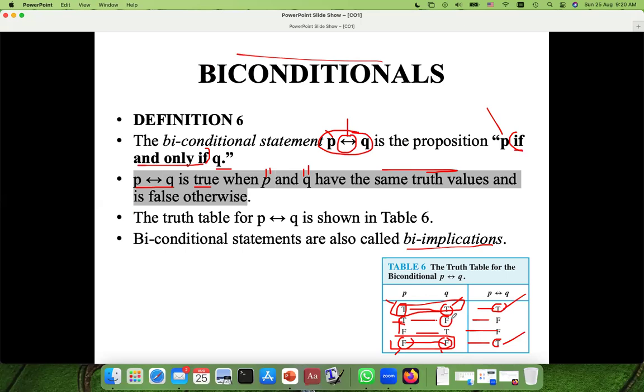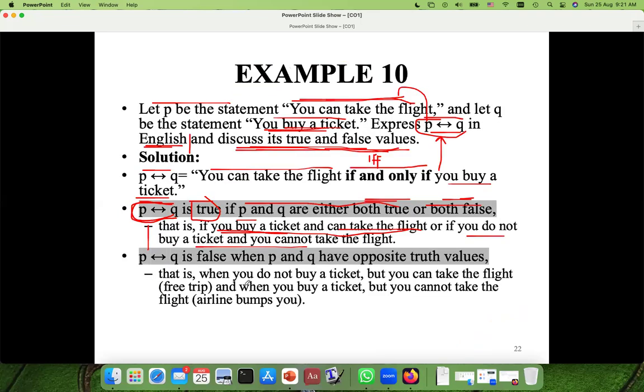So this is what you are discussing, its truth values. And then here, you don't have a ticket, but you can take the flight. Can it happen or not? If you received the ticket through some lottery or whatever, you didn't buy it, you just received it, and you can take the flight. It can happen. So this is what it means.